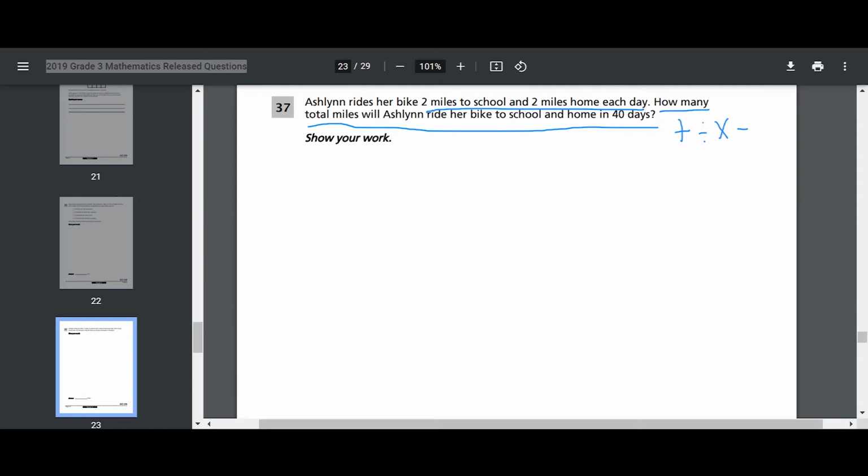This is going to be our third read. Ashlyn rides her bike 2 miles to school and 2 miles home each day. We're going to write 2 miles to school and 2 miles home. Each day.